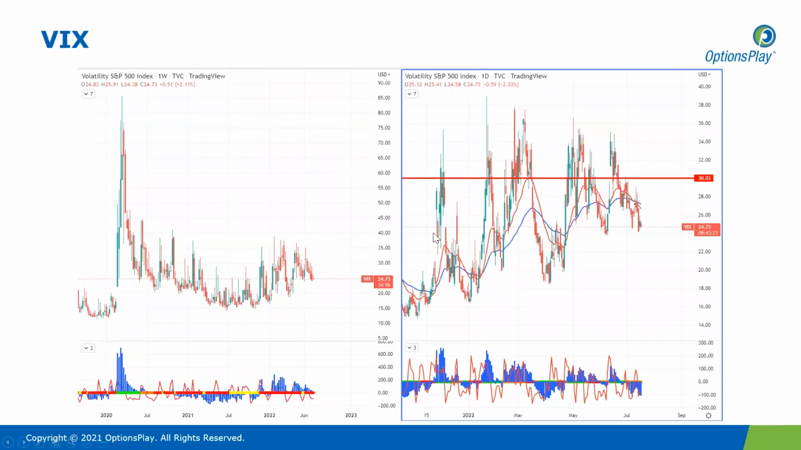Moving on to the VIX very quickly. So VIX is grinding lower, managing to stay below 30, rejecting even 28 over the last few sessions. But again, let's see if it can manage to move below that 24 level.